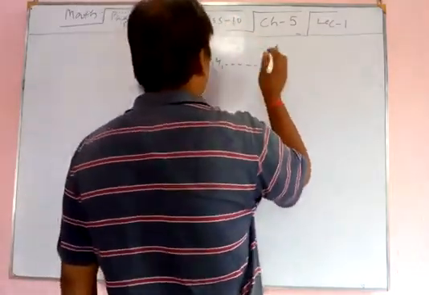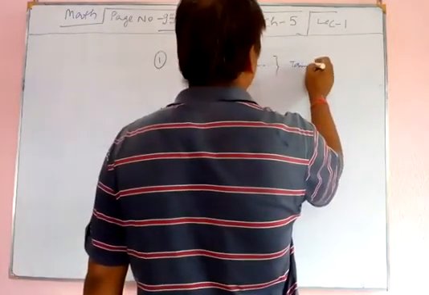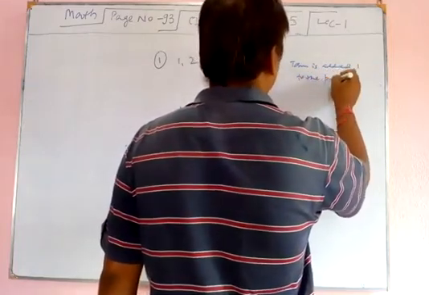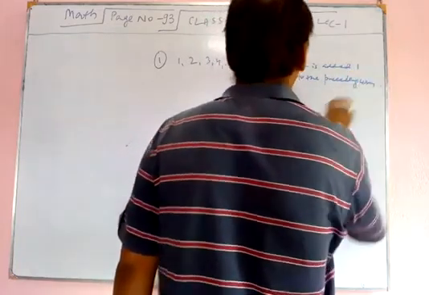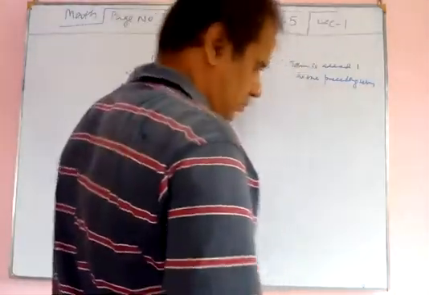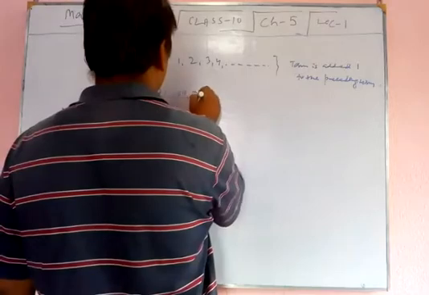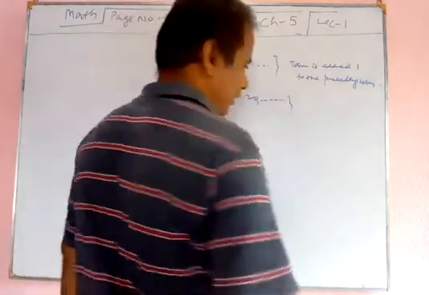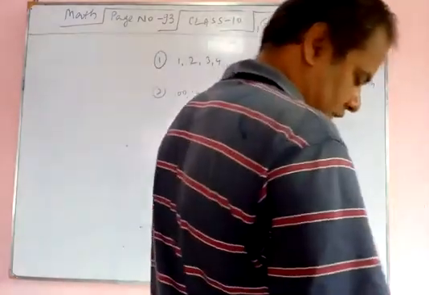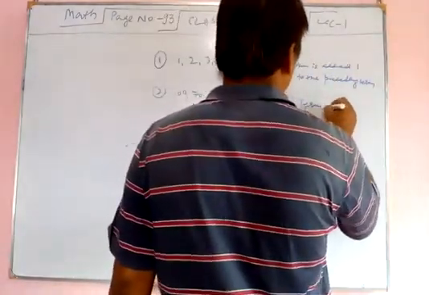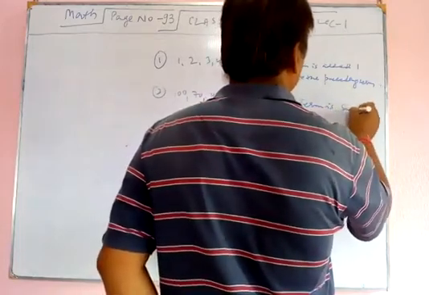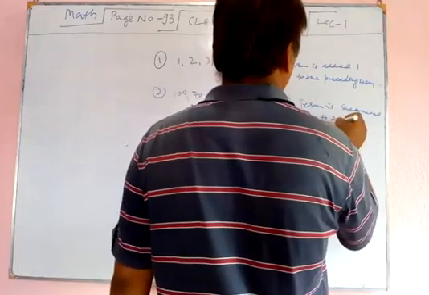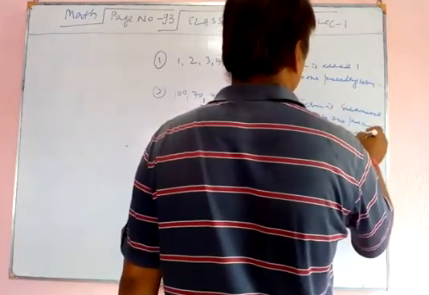Here, any term is obtained by adding one to the preceding term. Number two: 100, then 70, then 40, then 10, then minus 20. Here you can see that each term is obtained by subtracting 30 from the preceding term.